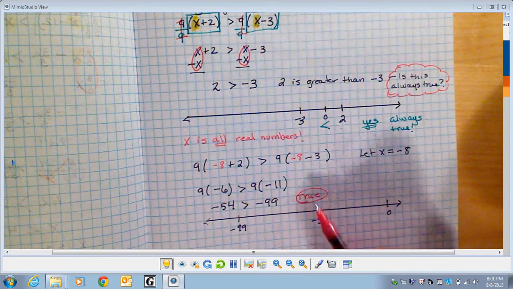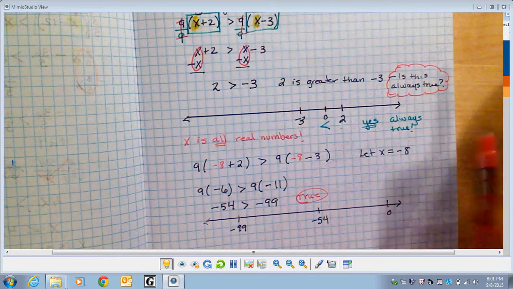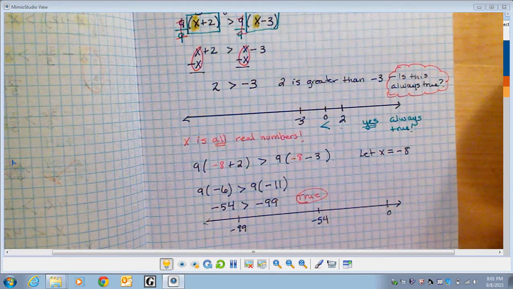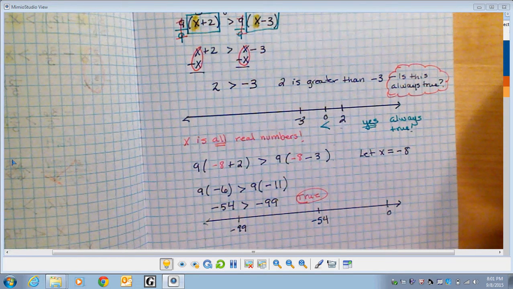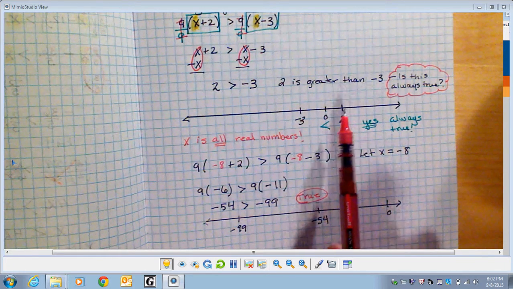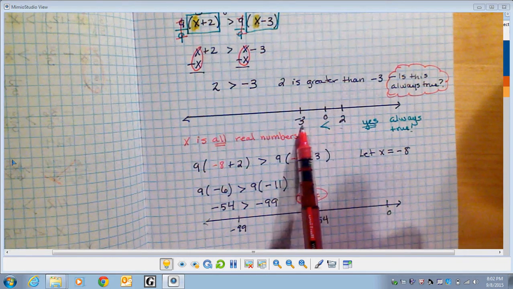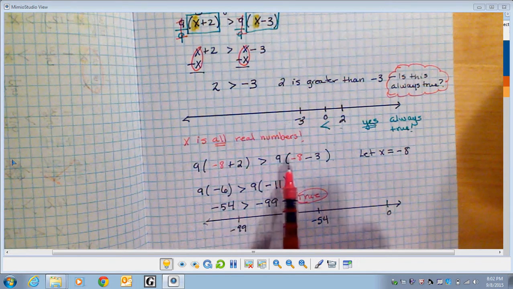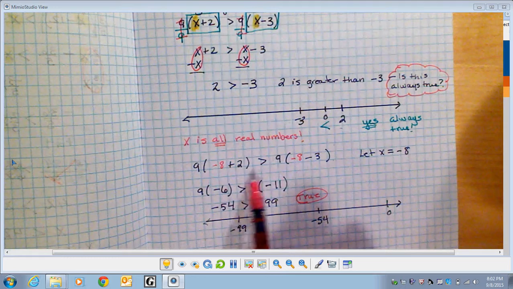In fact, you can pick any number. Instead of negative 8, you could have picked 1,984, and it still would have been true. You could have picked something ridiculous like 3/4, and it would have been true. It really doesn't matter because 2 is always greater than negative 3. So that means it doesn't matter what I put in for x, this will always be true.